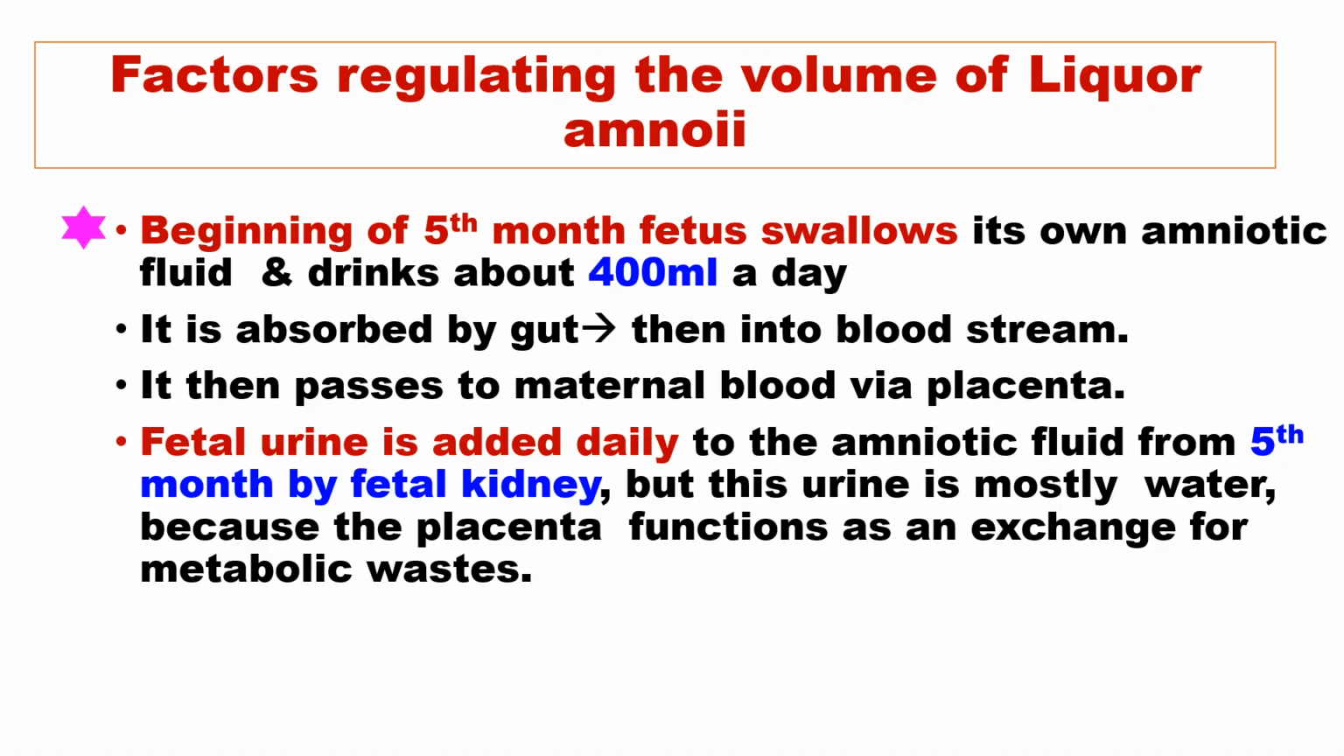At the beginning of the fifth month, the fetus swallows its own amniotic fluid and drinks about 400 ml per day. It is absorbed by the gastrointestinal tract or GIT. Then it enters the bloodstream. It then passes to the maternal blood via the placenta. Fetal urine is also added daily to the amniotic fluid from the fifth month by the fetal kidney. But this urine is mostly water because the placenta functions as an exchange for metabolic waste.